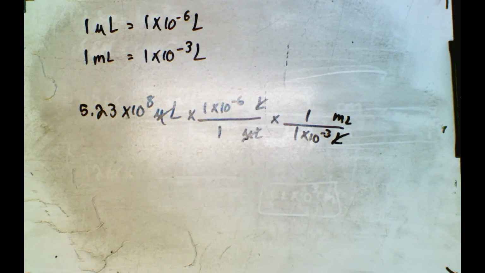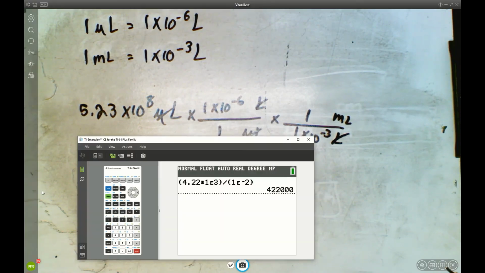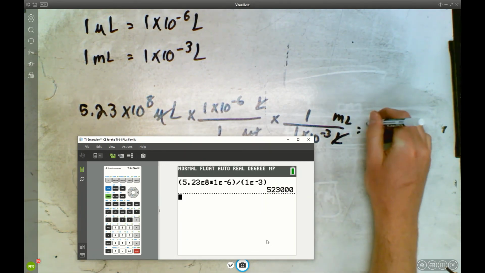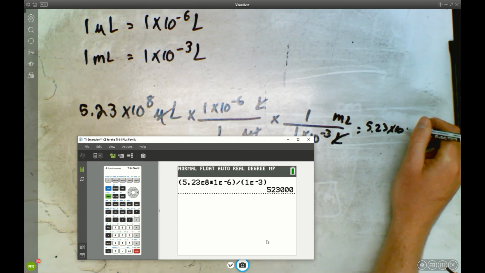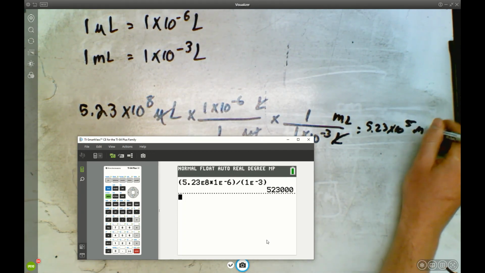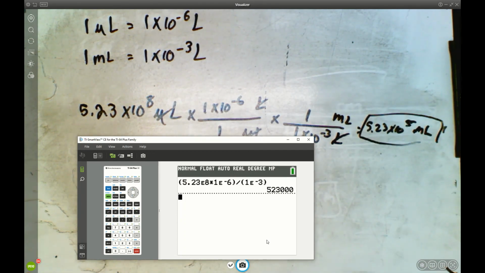In our calculator, we would type 5.23 E8. Oops, we got another thing on top. Times 1 E negative 6 divided by 1 E negative 3. Okay, and that's our answer. We got 3 sig digs, so 5.23 times 10 to the 5 milliliters would be the correct answer.